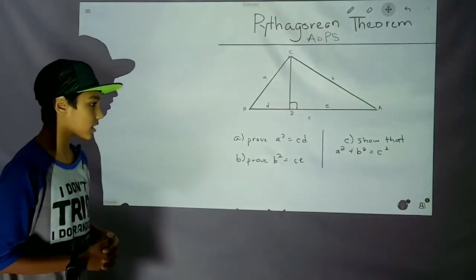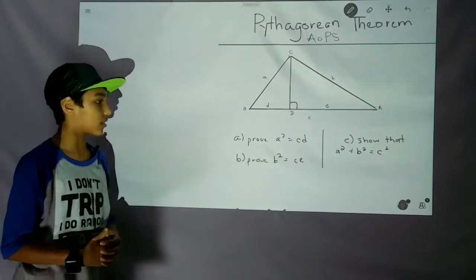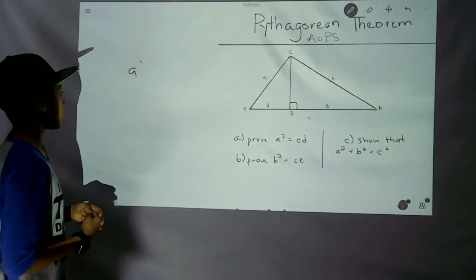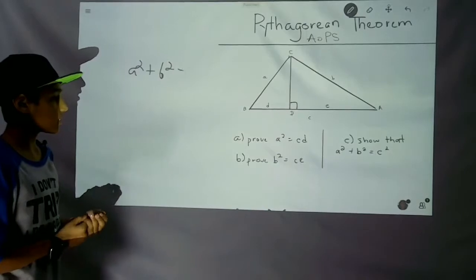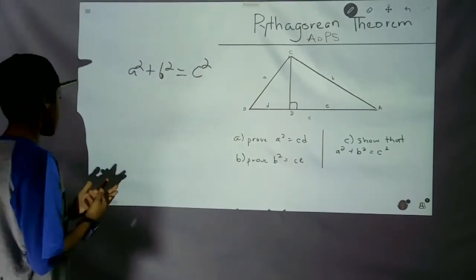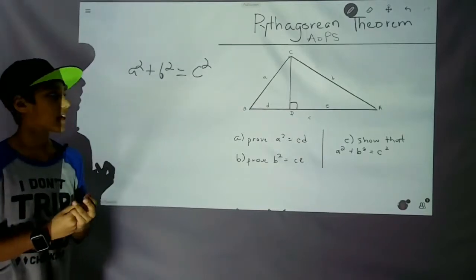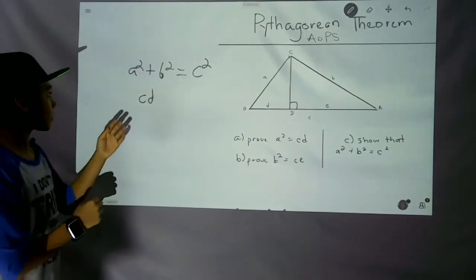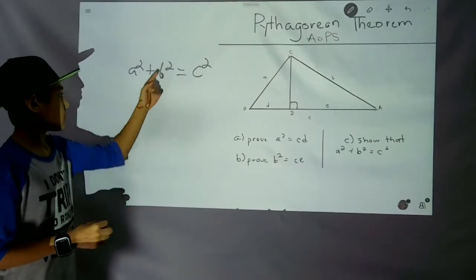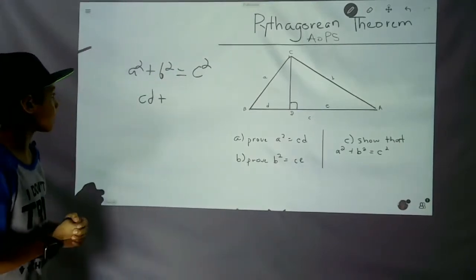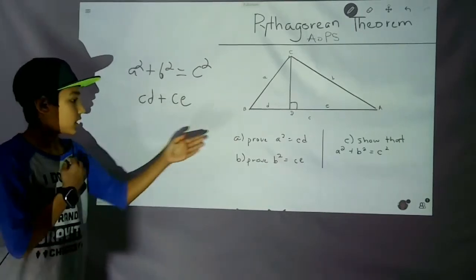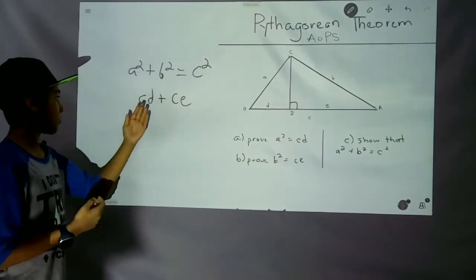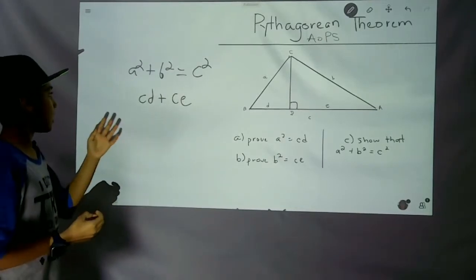Now we're asked in C to show that a squared plus b squared equals c squared. We write a squared plus b squared equals c squared, but we don't know that yet. So a squared, remember we proved that was equal to cd, and b squared was ce. So a squared plus b squared equals cd plus ce. Now we can take the c out, because we have that in both cd and ce, and you get a squared plus b squared.